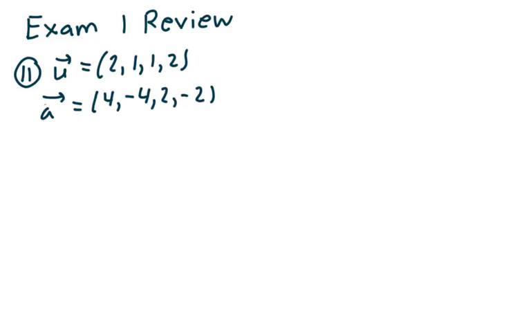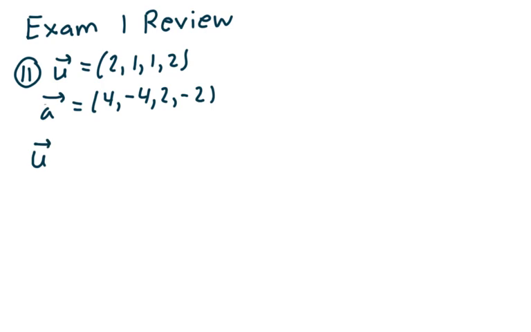This is a video from the Exam 1 review, and we're going to take a look at problem number 11. Suppose U is the vector 2, 1, 1, 2. A is the vector 4, negative 4, 2, negative 2.